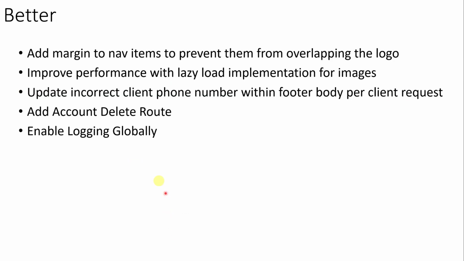Some examples I stole from various sites of better commit messages. Again, consider: this commit will add margin to nav items to prevent them from overlapping the logo. Okay, this is fairly precise and understandable what's going on. This commit will improve performance with lazy load implementation for images, and so on. This commit will enable logging globally. So try to keep this format. That's the suggestion, and you might as well practice it in your semester projects.